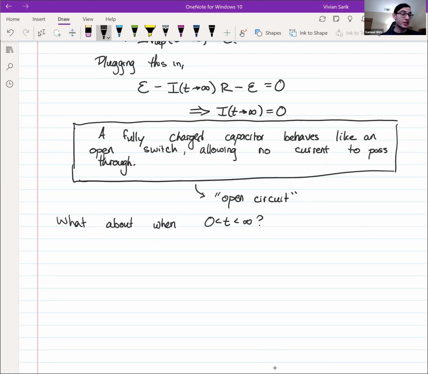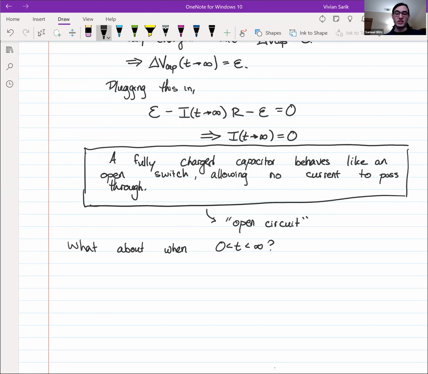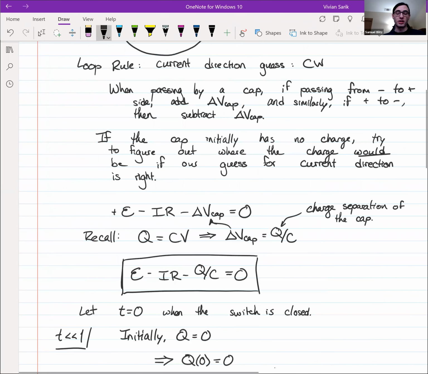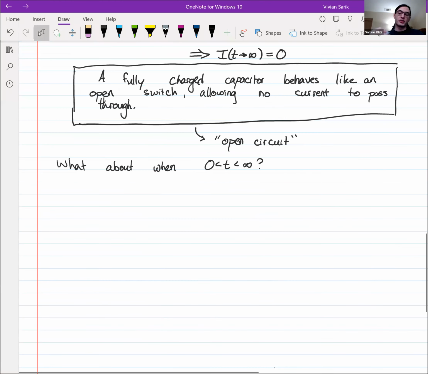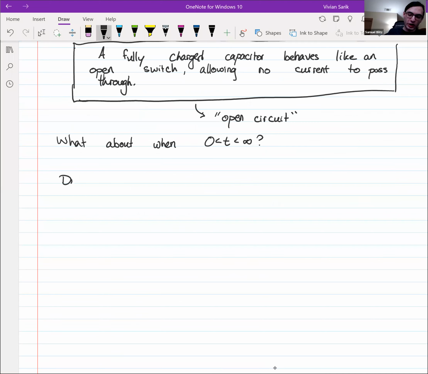So now we have to do a little bit more work. Before we actually study the example that I just gave, which is a charging circuit because the capacitor is initially uncharged, then we close the switch and it becomes charged, we need to understand a simpler circuit first. So let's talk about the discharging capacitor.